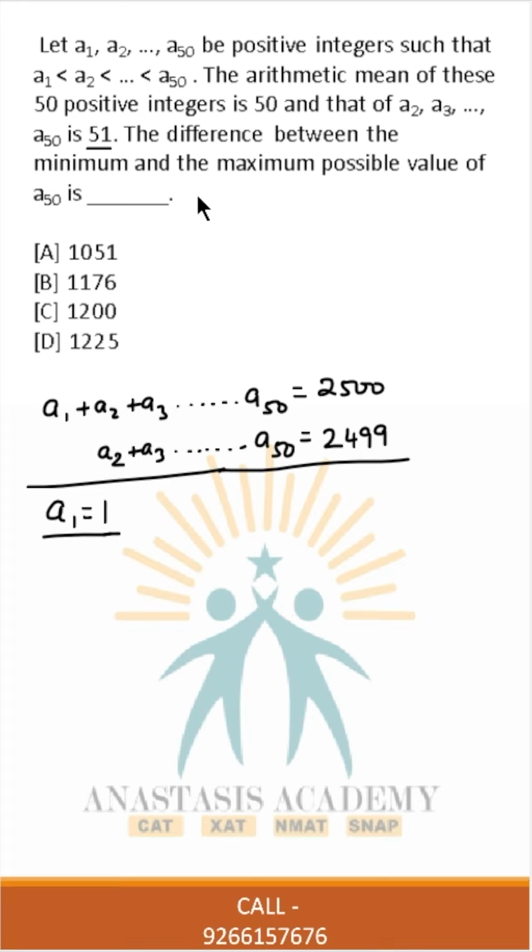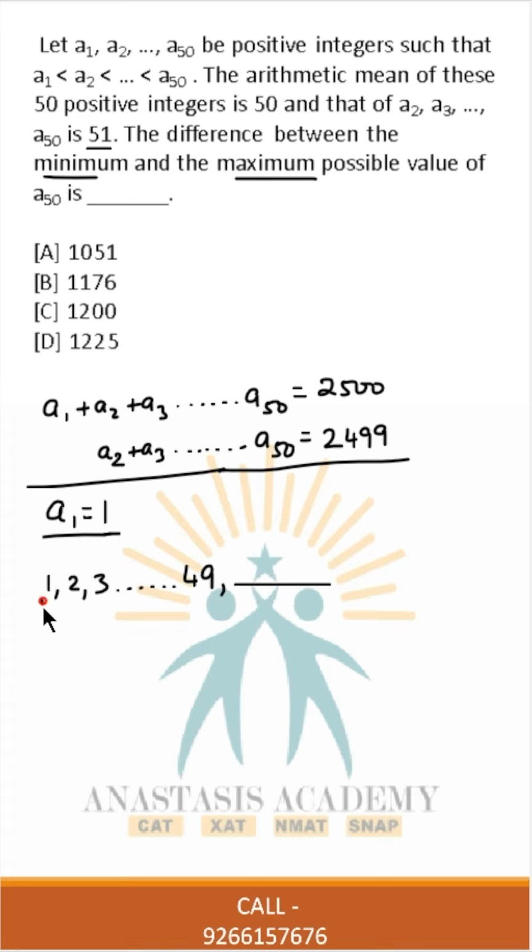Finally, my target is to identify the difference between the minimum and the maximum possible value of A50. If I want the maximum possible value of A50, what I would want is A1 to A49 to be very small. I already know A1 is 1. So I would want my distribution to be 1, 2, 3, all the way up until 49. This is my 49th number. And then whatever is left over will give me A50, and this is the largest possible value of A50.